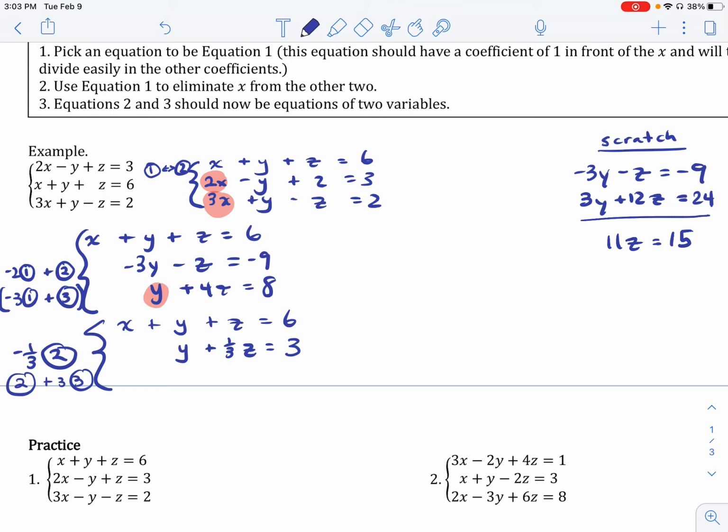And did I make a mistake somewhere? Not quite sure. I may have made a mistake in my previous step. If I multiplied negative 3 times row 1 plus row 3, let's look at my previous step here. I see my mistake. I apologize. This should have been 2z here.